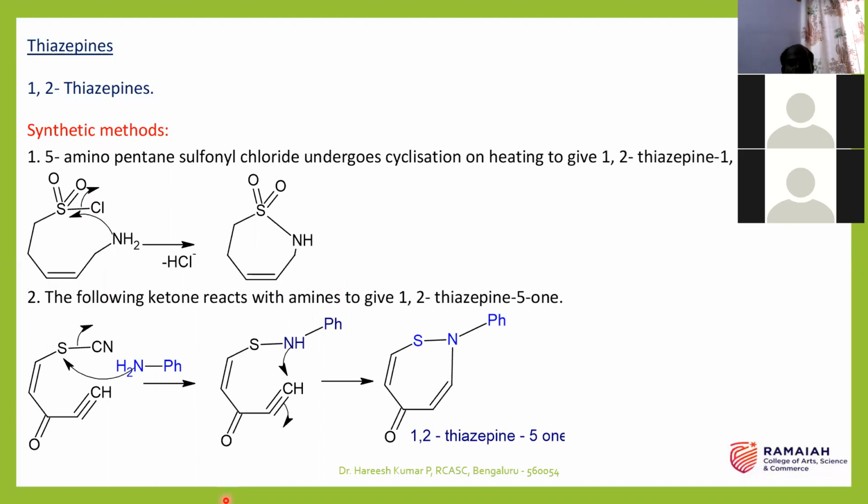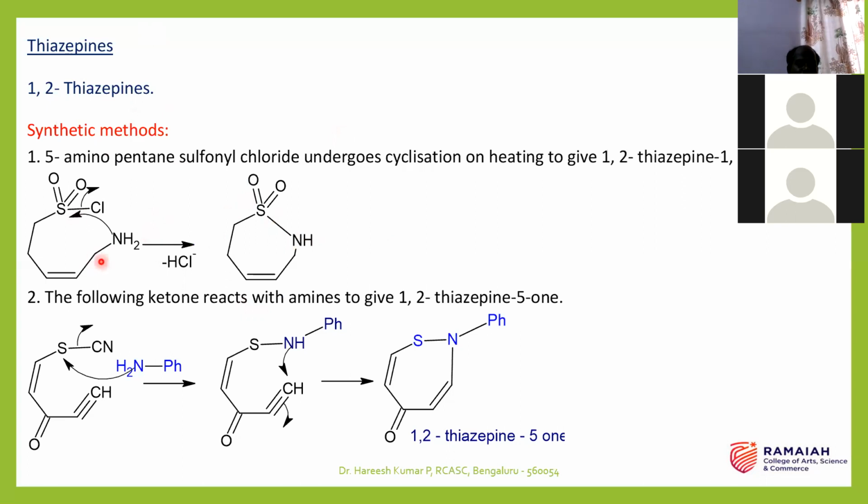So next slide, now we are discussing the sulfur and nitrogen containing 7-membered ring. Sulfur and nitrogen containing 7-membered rings are called thiazepines. Thia means sulfur, aza means nitrogen, and epine means 7-membered ring. So thiazepine, this is the one I am talking about. And how can one synthesize or prepare the thiazepines?